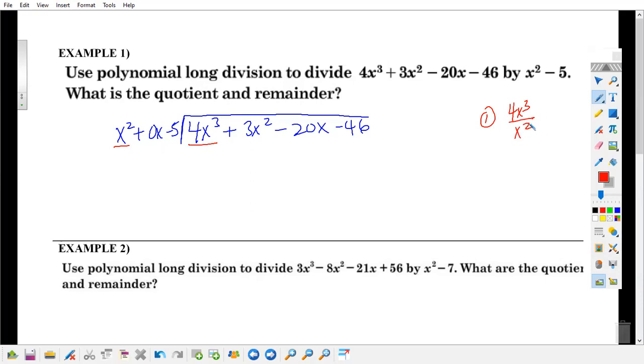What is 4x cubed? Shh, guys, please pay attention. Seriously. Turn your desk, face, whatever you've got to do to make yourself attentive.